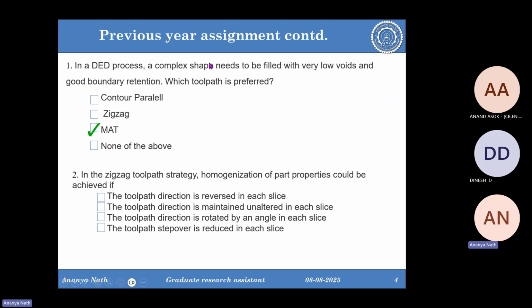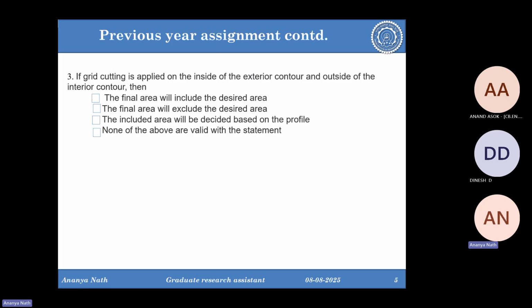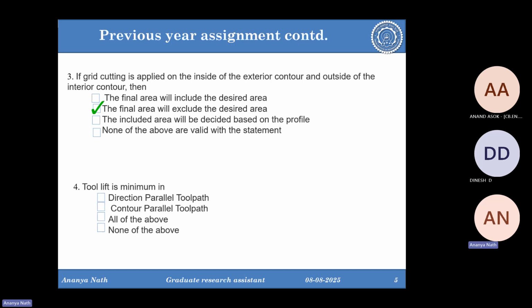In the zigzag tool strategy, the tool path direction is rotated by an angle in each slice. If grid cutting is applied on the inside of the exterior contour and outside of the interior contour, then the final area will exclude the desired area. Tool lift is minimum in direction parallel toolpath. Ma'am, second question, can you show once more?